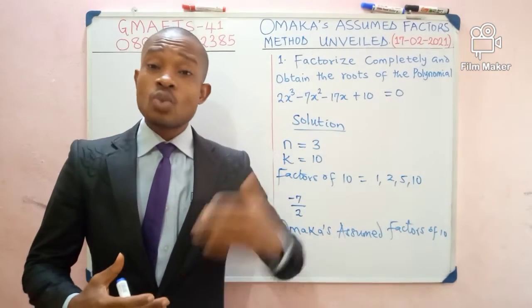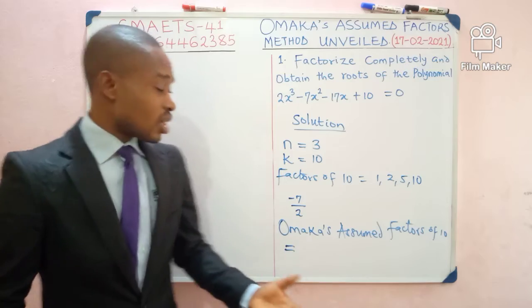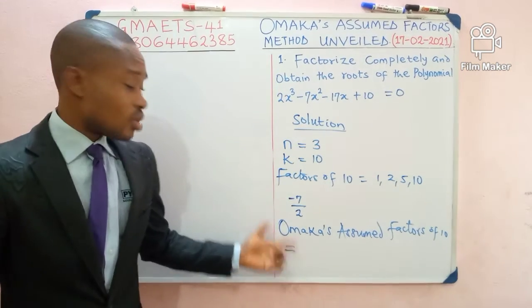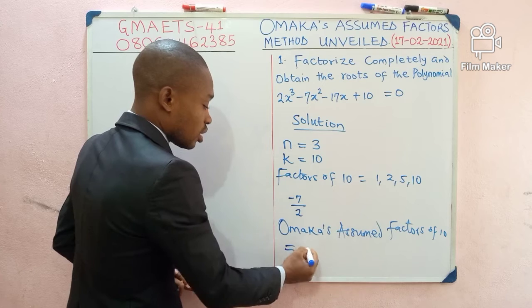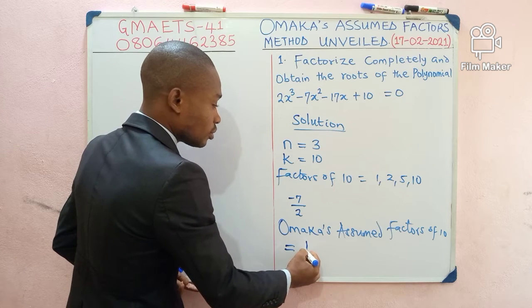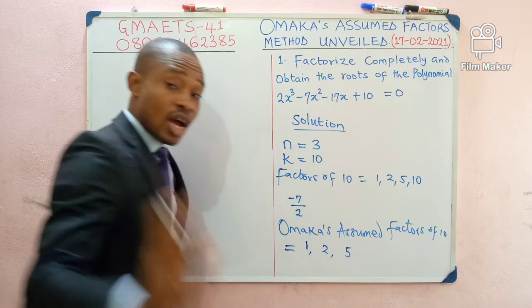We are now left with which one is going to be plus, which one is going to be minus, which one is going to carry divided by 2, as the case might be. So looking at that, we'll do some tests. We're going to have 1, 2, and 5.